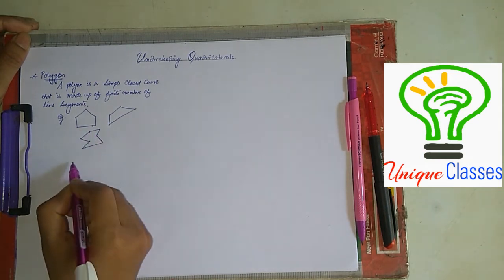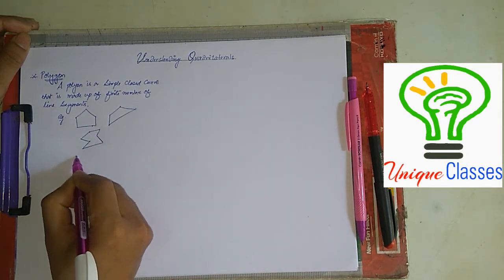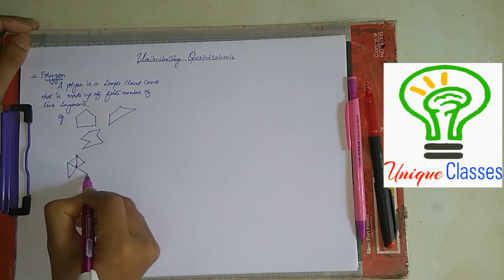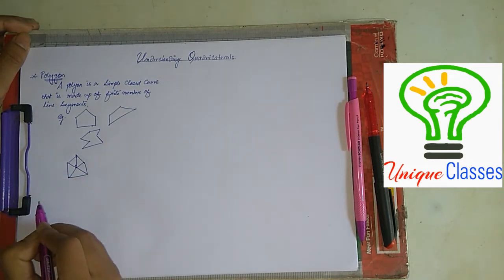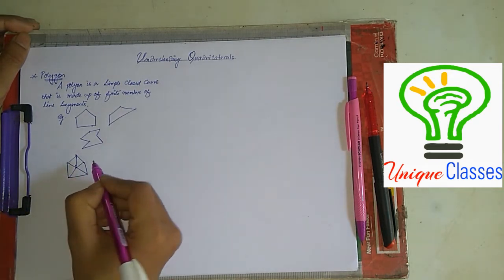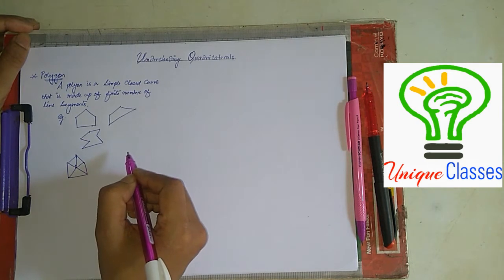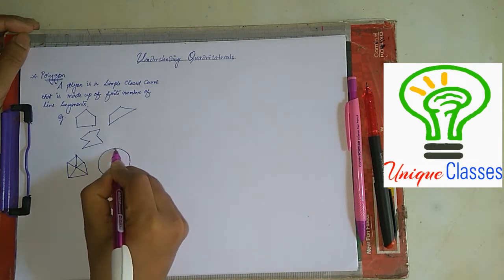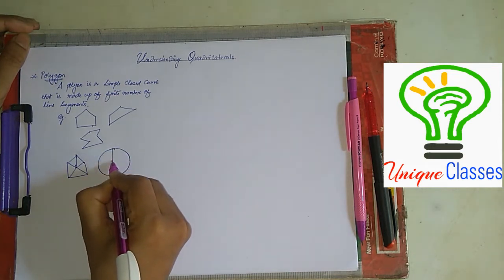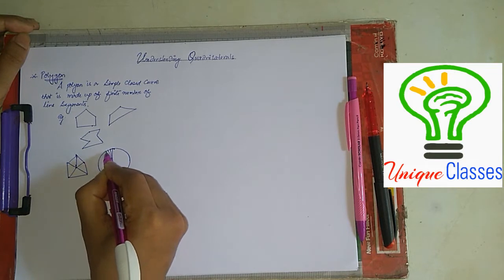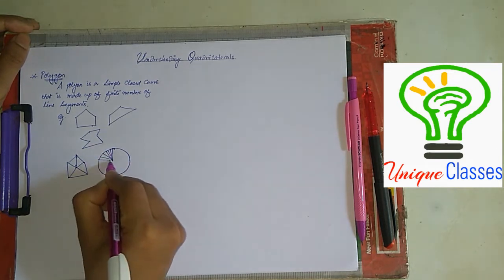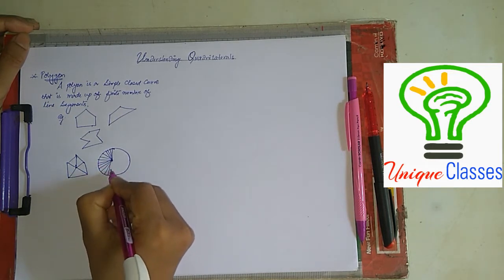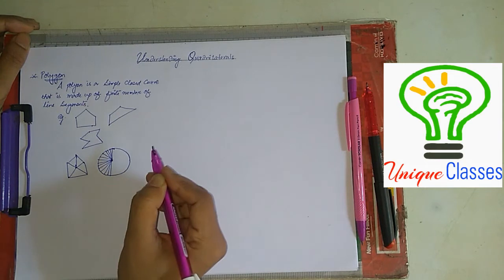As for example, pentagon. I can draw a pentagon this way. Now this is a pentagon. I have also told you that a circle can be formed by infinite number of triangles. This way and so on.